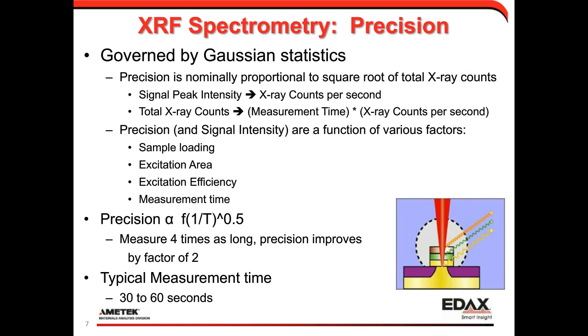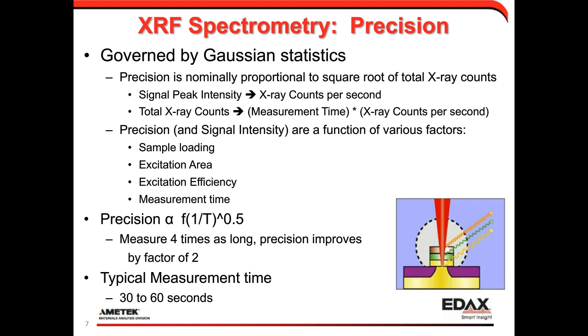Now, the precision is a function of a variety of factors. The heavier the sample loading, the stronger the signal peaks, the better the precision. The larger the excitation area in general that we excite, the more signal we have going into the detector. I mentioned to you that we can use different sorts of X-ray tubes with different metal targets for certain kinds of applications.